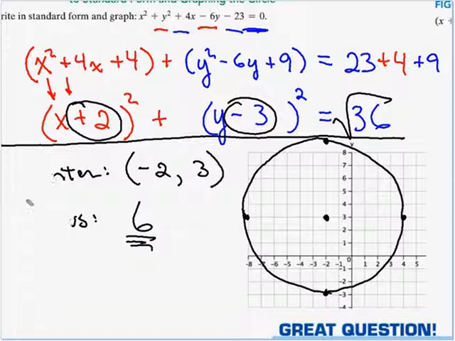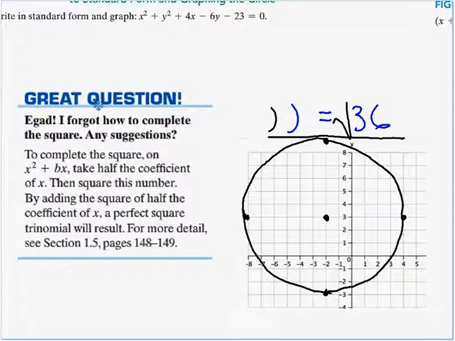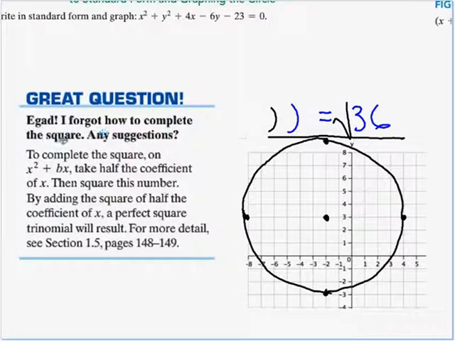And it looks like below we do have a great question. Egad, I forgot how to complete the square. Any suggestions? To complete the square on x squared plus bx, take half the coefficient of x, square this number, then by adding the square of half the coefficient of x, the perfect square trinomial will result. You can always look back to section 1.5, those pages in the textbook, or go back and watch my video on that section.